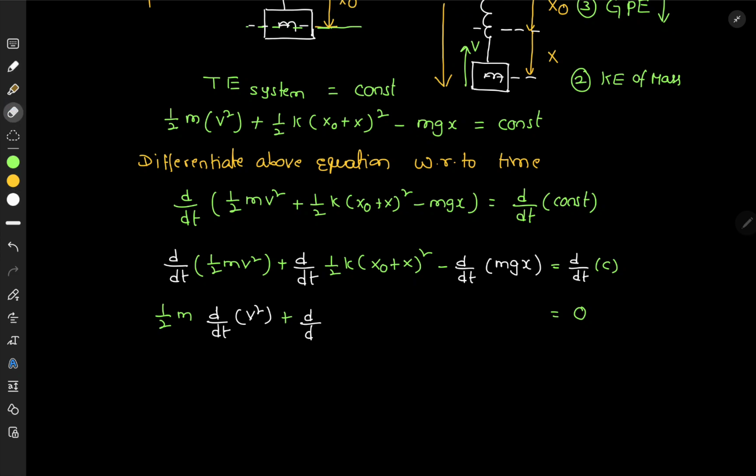Whatever the constant values are there you have to take out, then it will be easy for us. Half k into d by dt of (x naught plus x) whole square, minus d by dt of, so constant values you can take out, before that what you can take out in this, that is mass and gravity, remaining d by dt of x.